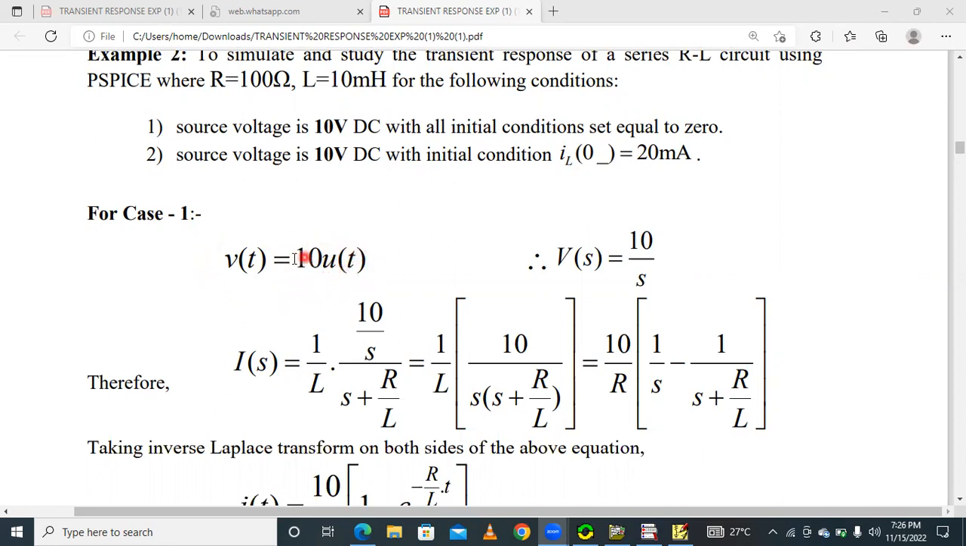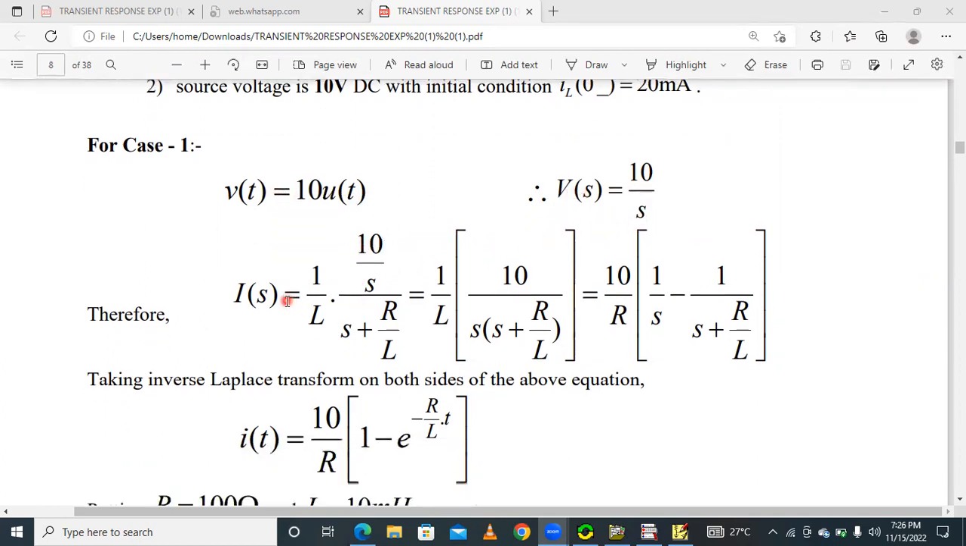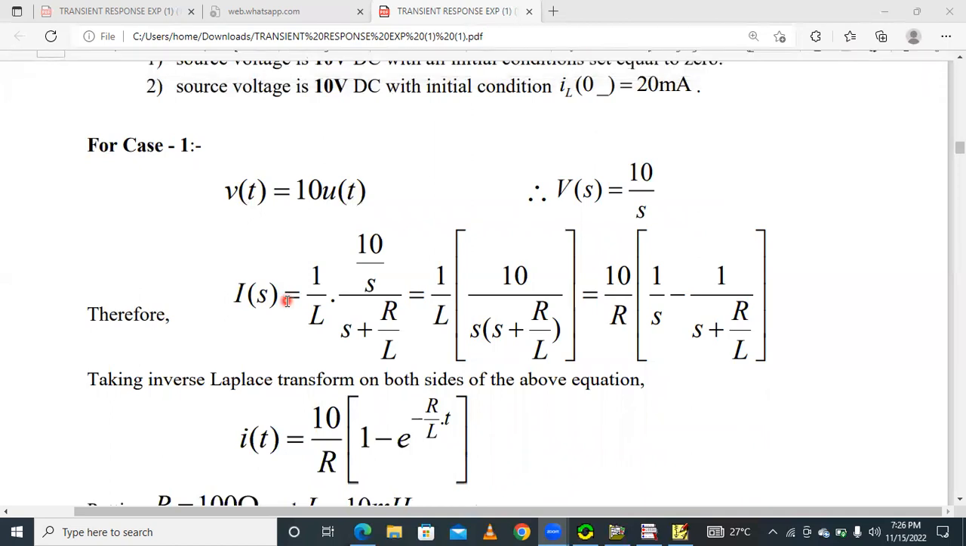So apply the Laplace transform on this V of t. The Laplace transform of U of t is 1 by s, so V of s is equal to 10 by s. Next, the current expression in a series RL circuit: I of s is equal to V of s by Z of s. Z is the resistor and inductor, so in the s domain it is R plus Ls.